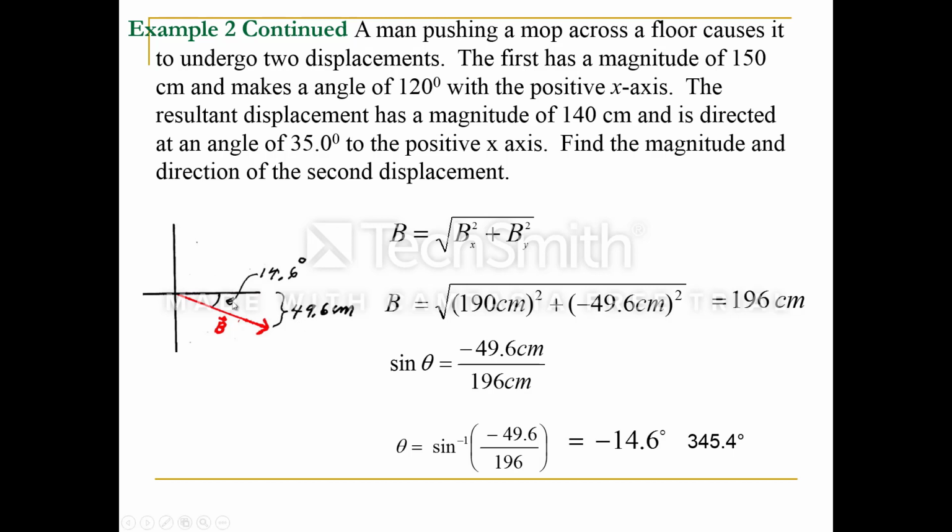So if you look at your angle, it's 14.6, so really it's pointed at 345.4 degrees, or 14.6 degrees south of east, okay, and that would be your final answer, would be 196 centimeters at 345.4 degrees, or 196 centimeters at 14.6 degrees south of east, because your angle is touching the east axis and you're below it heading south.